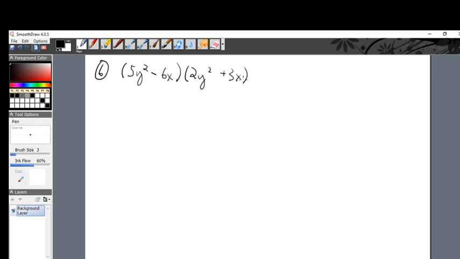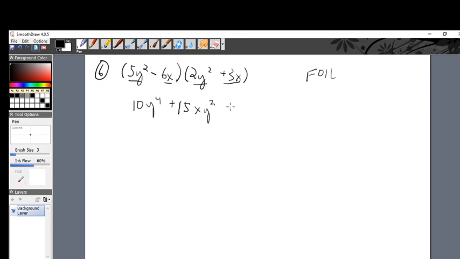Okay. First times first, right? Don't forget, FOIL. First times first, 5y squared times 2y squared is going to be 10y to the 4th. Outside times outside is going to be a mixture of x's and y's. I'm going to put the x first. So this is going to be positive 15. 5 times 3 is 15. They're both positive. And then there's the x, and then there's our y squared. That's outside times outside.